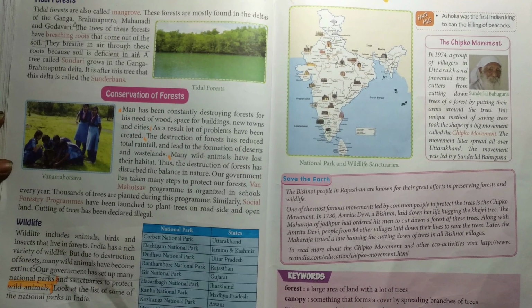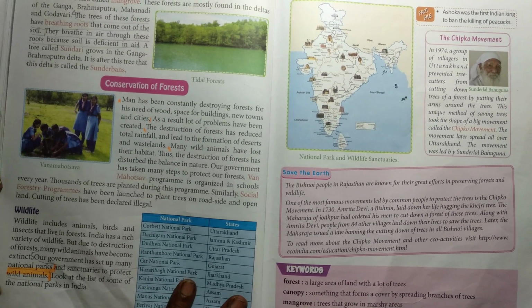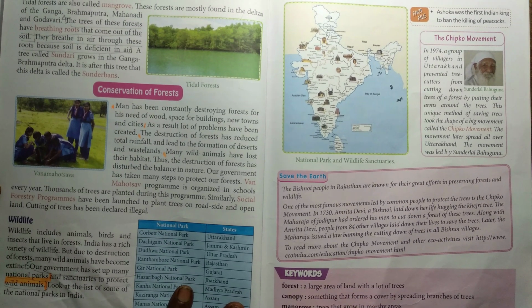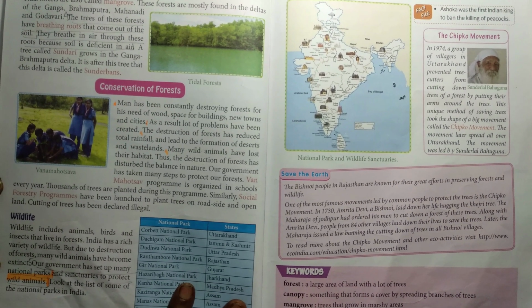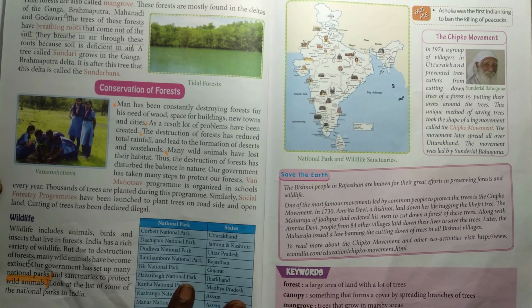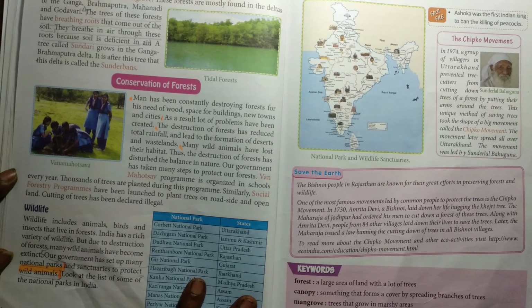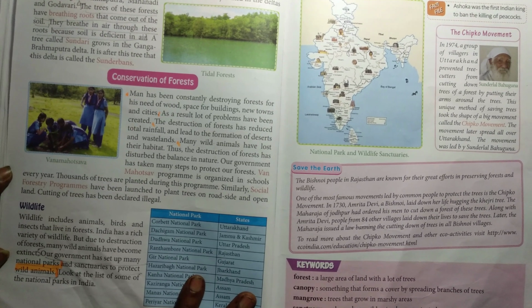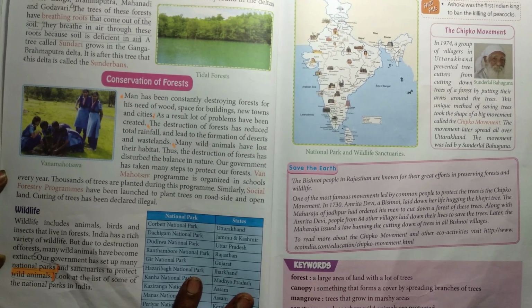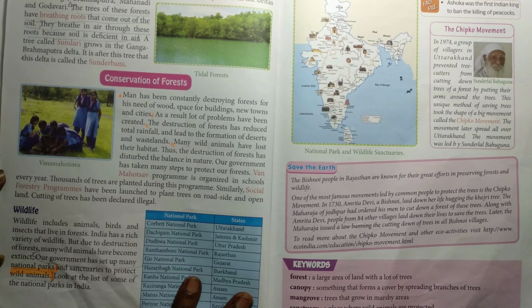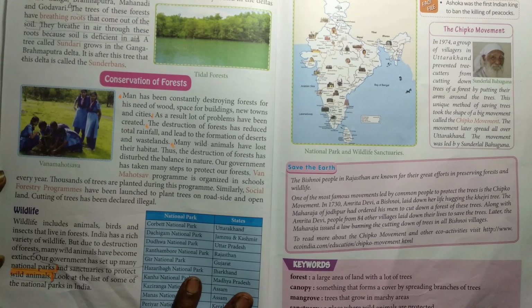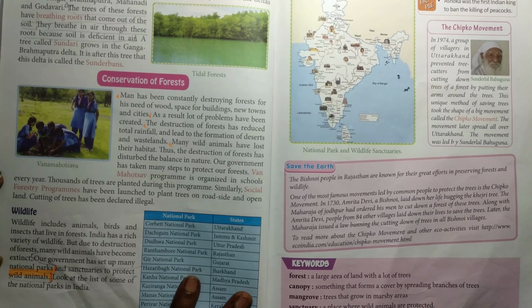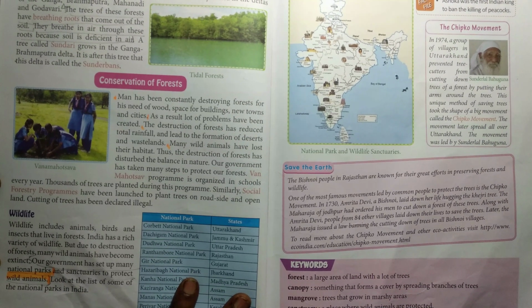Conservation of forest. Man has been constantly destroying forests for his need of wood, space and for building new towns and cities. As a result, a lot of problems have been created. The destruction of the forests has reduced total rainfall and led to the formation of deserts and wastelands. Many wild animals have lost their habitat.